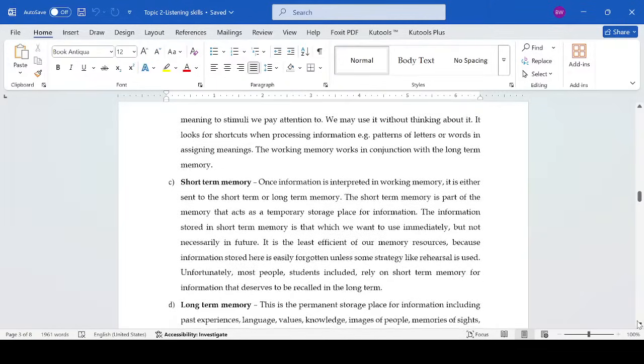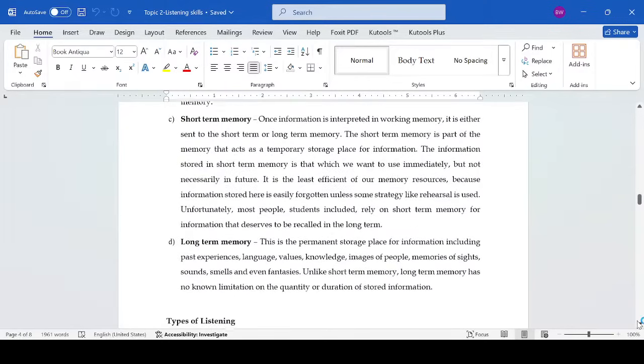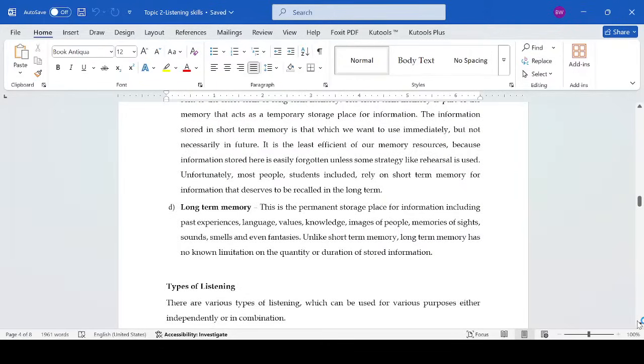Now, the working memory works together with the short-term memory, where information is stored for a short or temporary moment so that it can be recalled easily. And then we have the long-term memory, where information is stored permanently. And this information could be about our past experiences, our past images of people that we have met in the past, and smells and other things that we have come across. They are all stored in the long-term memory.